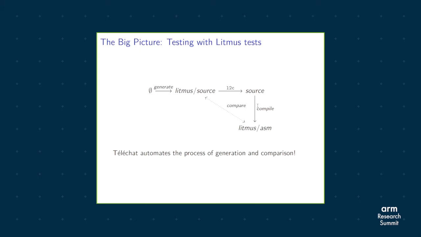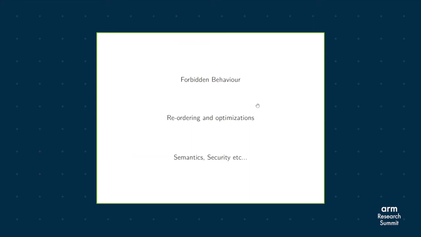We rely on the Herds tool suite for this, which forms the basis of the official ARM memory model and allows us to simulate the expected behavior of concurrent programs under the C and C++ and ARM memory models respectively. We can also run assembly tests on hardware if we wish. Téléchat allows us to check if our compilers have introduced forbidden behavior and has been used to validate real-world examples from the ARM compiler and GCC teams.